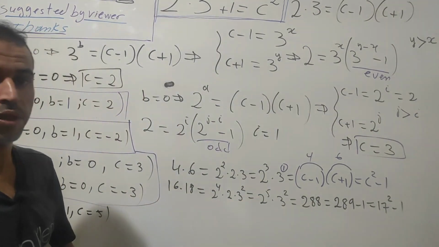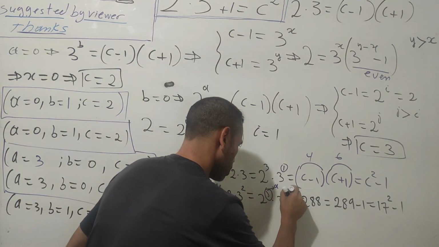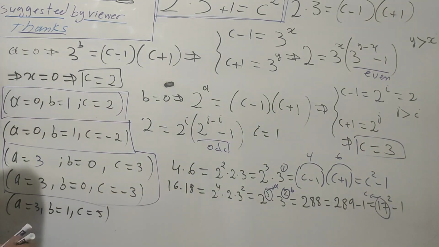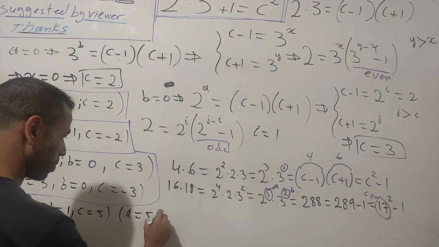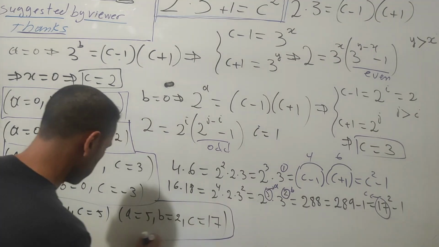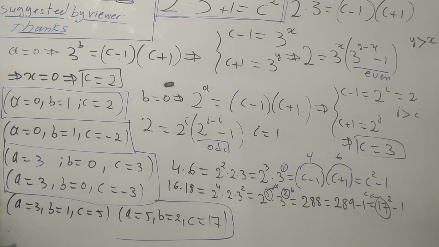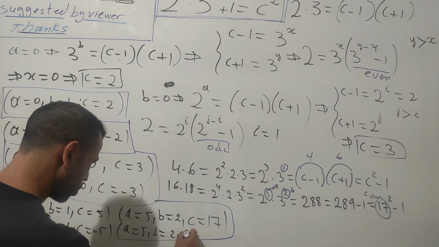So now I'm going to determine the values a, b, and c. This one is a, this one is b, this one is c. So it's more simple. I get another solution: a equals 5, b equals 2, and c equals 17. Okay, but be careful here. I'm going to create another solution here. So I get a equals 3, b equals 1, c equals minus 5. Also here I get a equals 5, b equals 2, c equals minus 17.